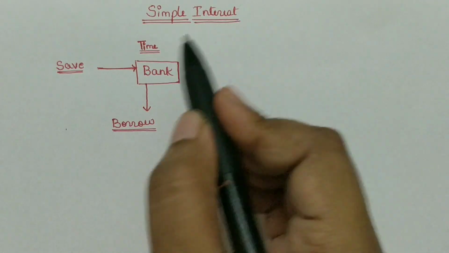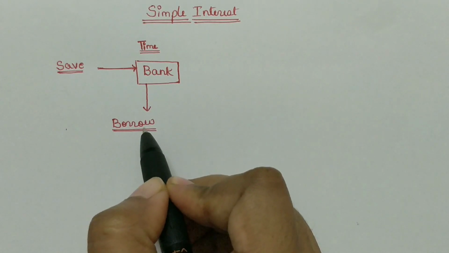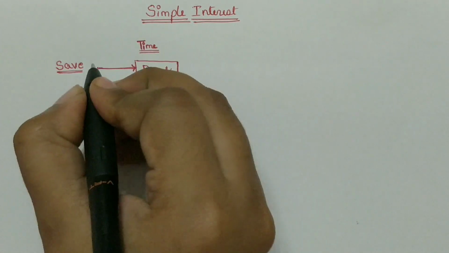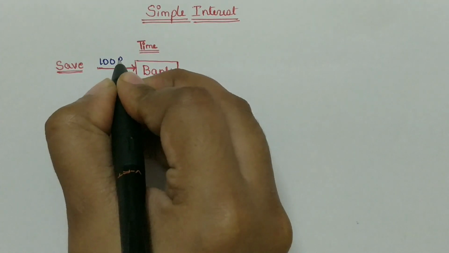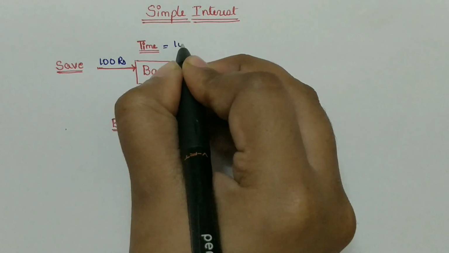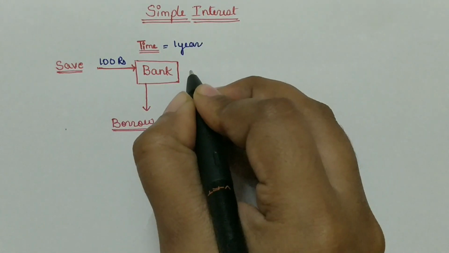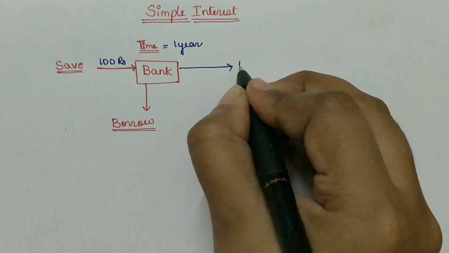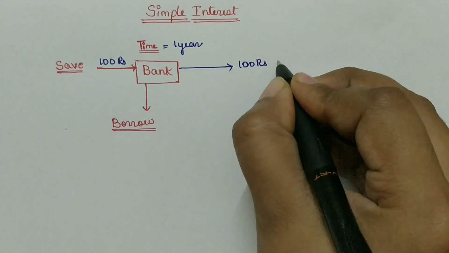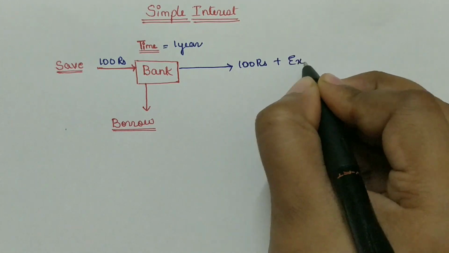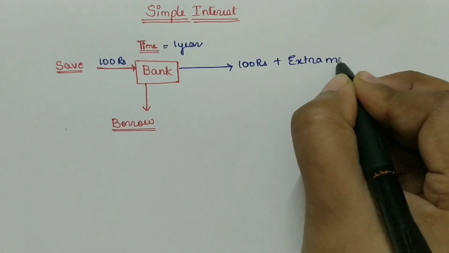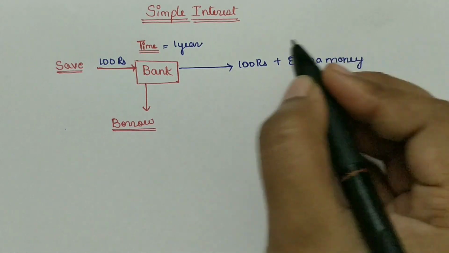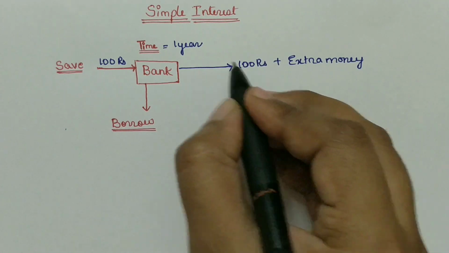Simple interest. From a bank, we can borrow money or we can save money in the bank. For example, if we deposit 100 rupees for a period of 1 year, then at the end of 1 year, the bank gives us our 100 rupees plus some extra money. It gives us extra money for keeping 100 rupees for a period of 1 year.